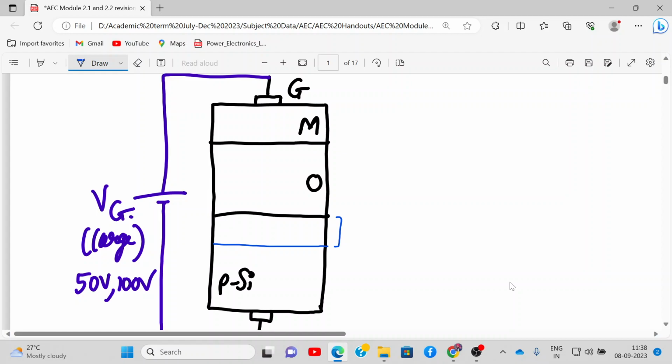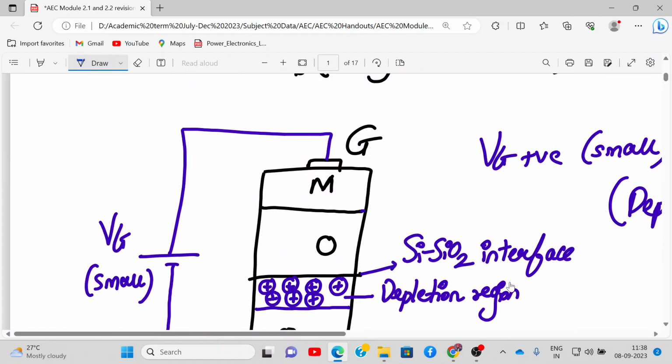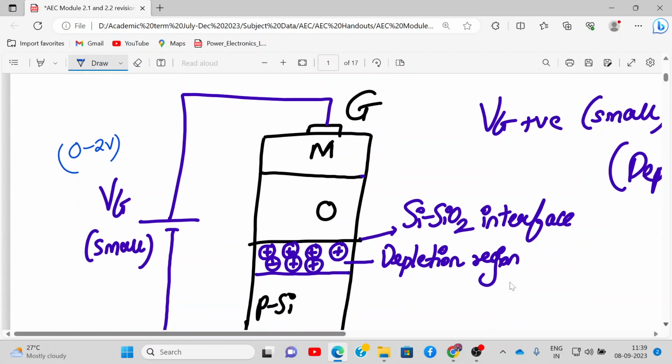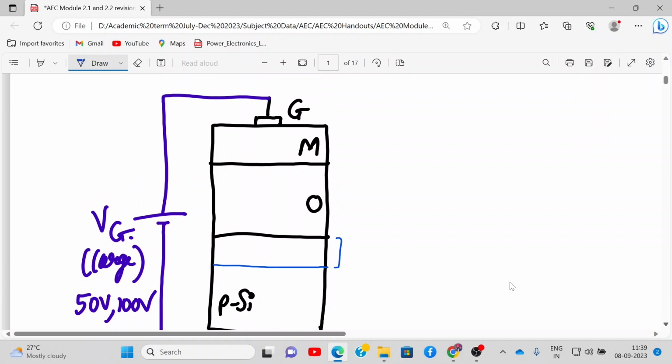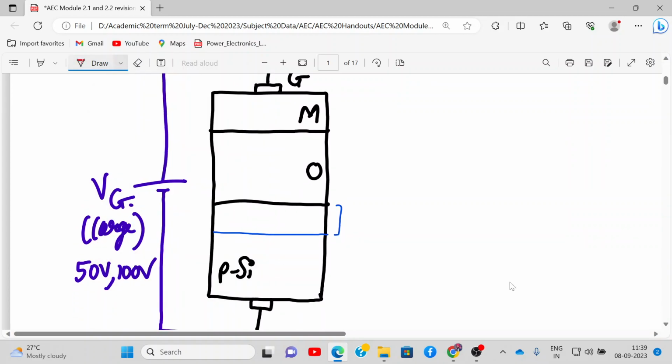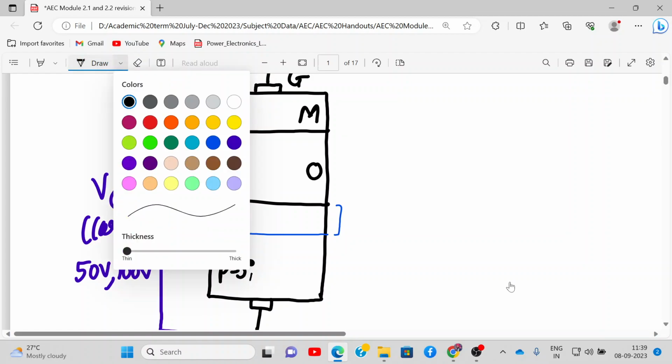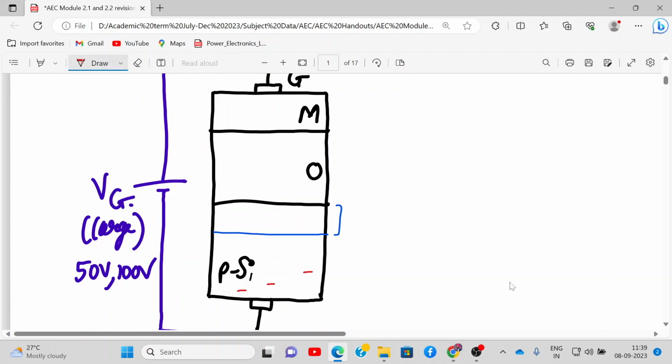What will happen now if I keep on increasing the voltage? Here the voltage was very less, around 0 to 5 volt or so, even smaller than that, 0 to 2 volt or something. Here we are applying 0 to 100 or 50 volt. So what will happen now? Remember, in p-type silicon there are electrons also, few minority carrier electrons, right? Yes or no? So over here there will be very few of them.